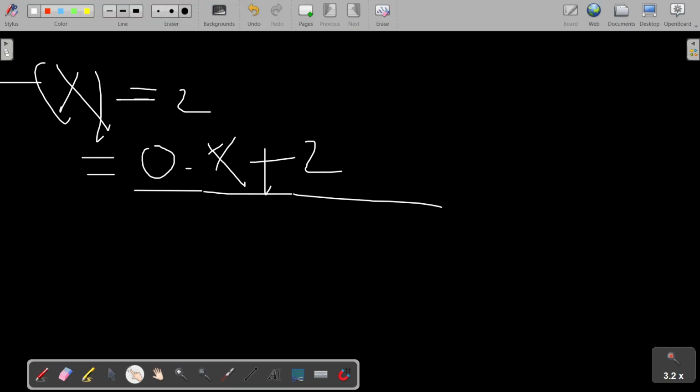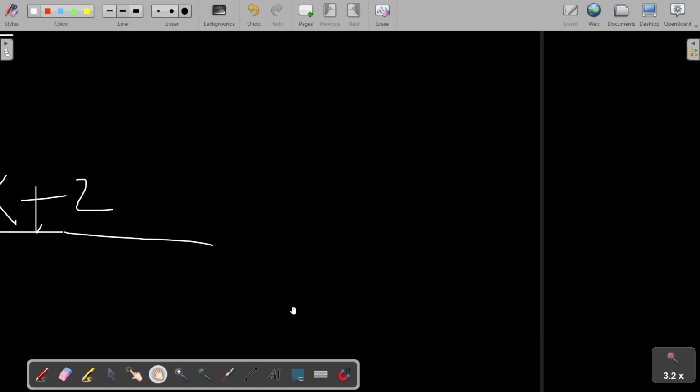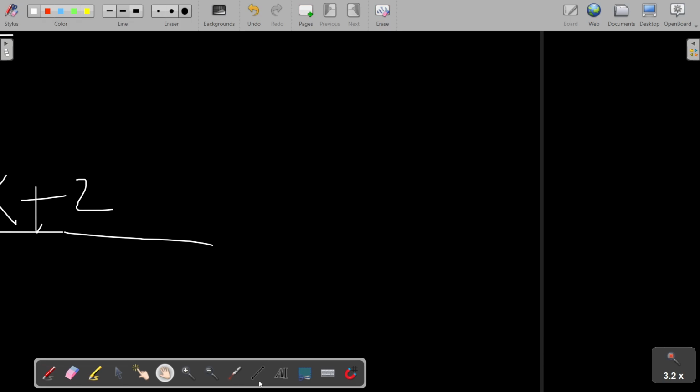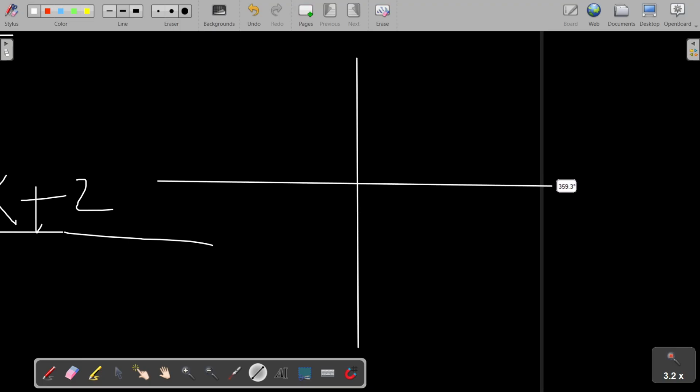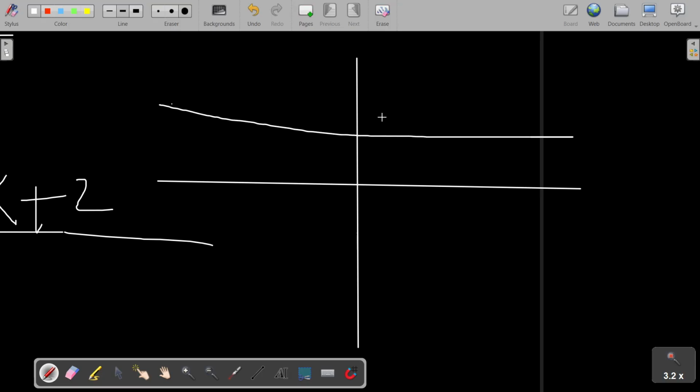If we plot this on a graph, it is also a straight line. I told you that a linear equation is always a straight line. So this is just a straight line. Here this is 2. This is the x-axis. This is the y-axis.